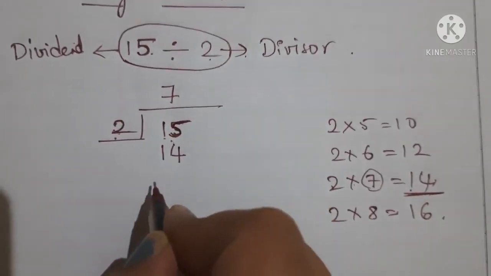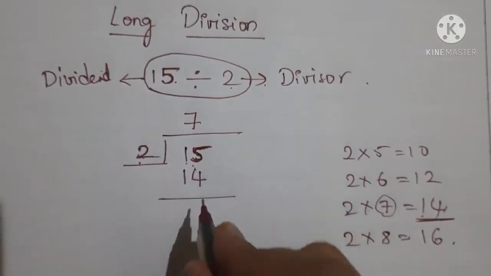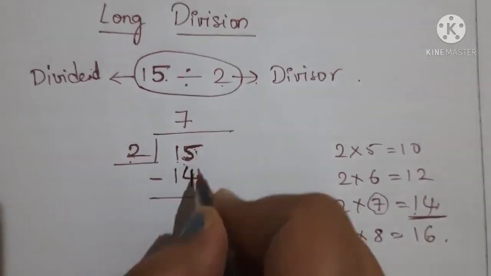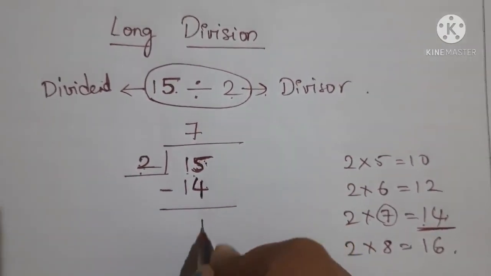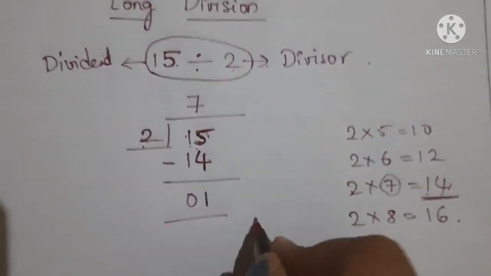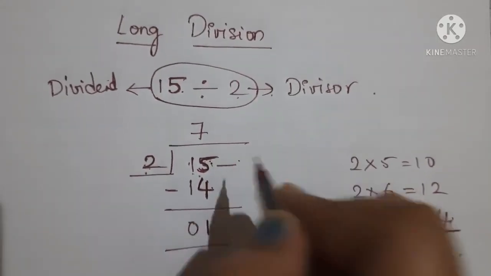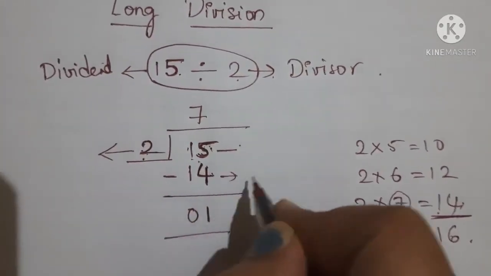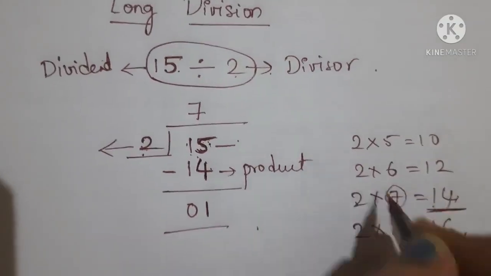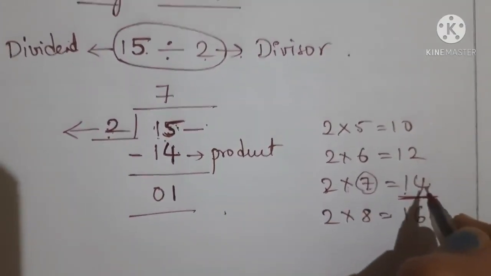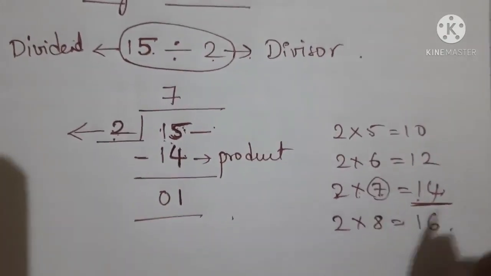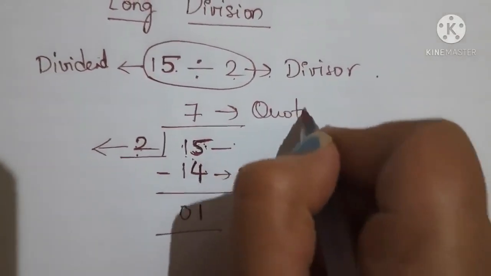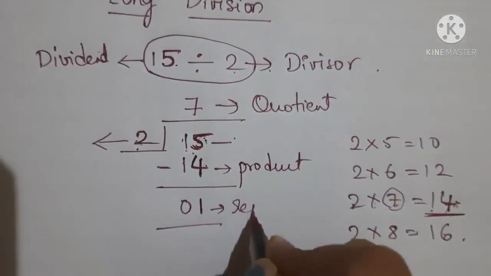We are going to write it like this. Now we are going to subtract this number 14 from 15. 5 minus 4 is 1. 1 minus 1 is 0. So here 15 is the dividend, we already know. 2 is the divisor, we already know. Then what do we call this 14? 14 is the product. See, 2 multiplied by 7 is 14. Here 2 and 7 are factors. Here 14 is the product and 7 is the quotient and 1 is the remainder.